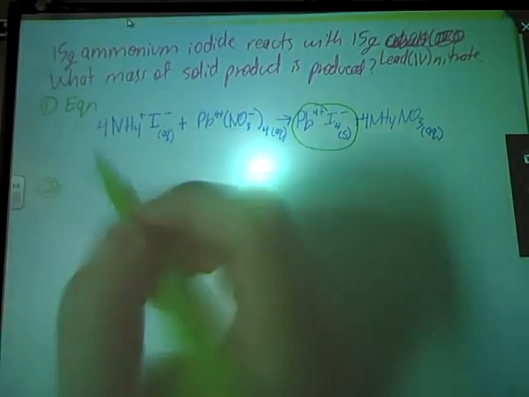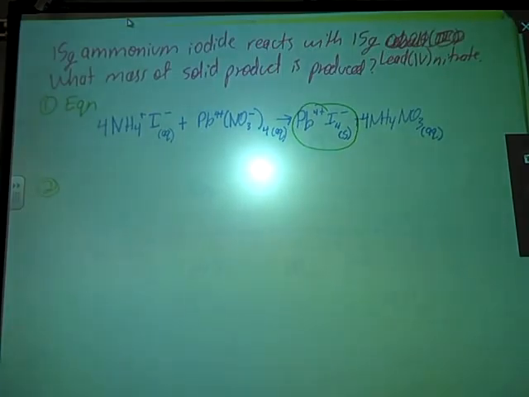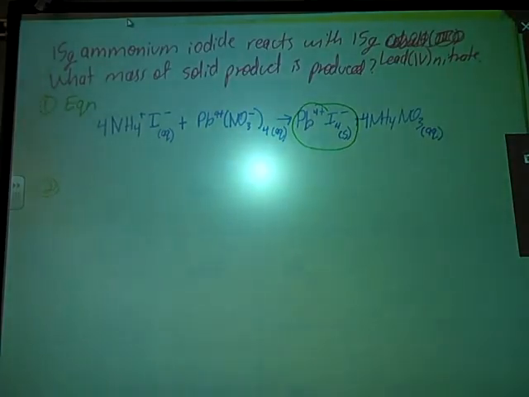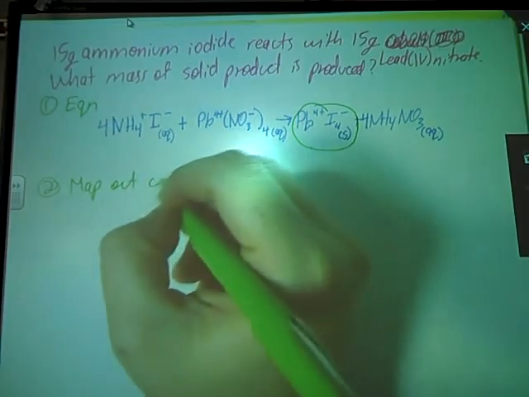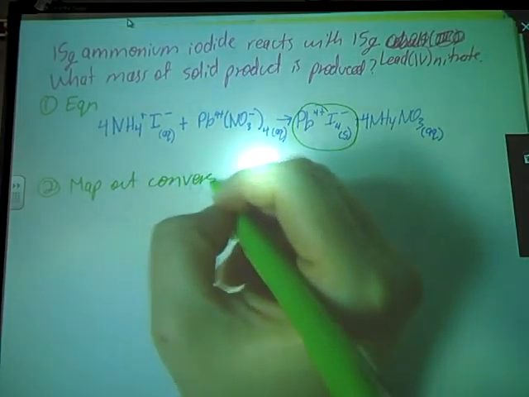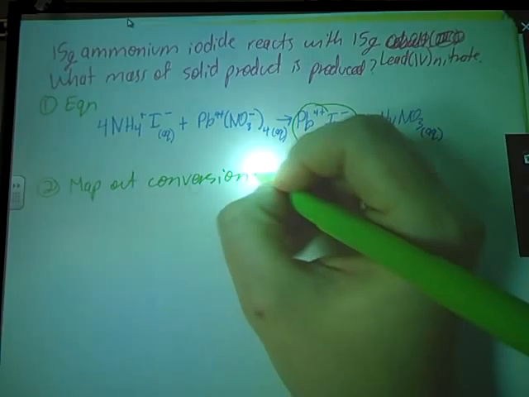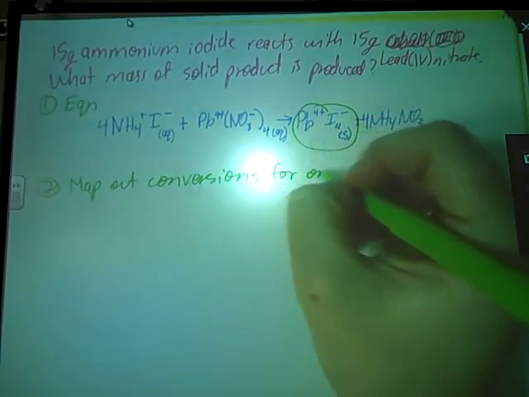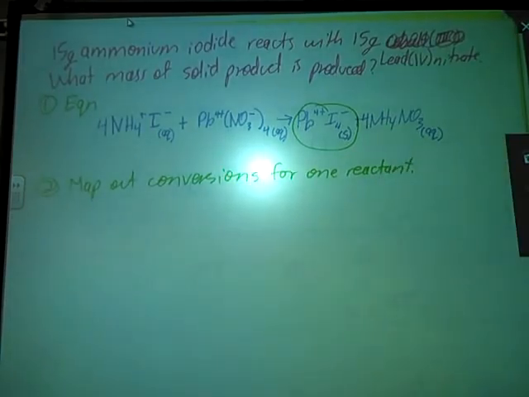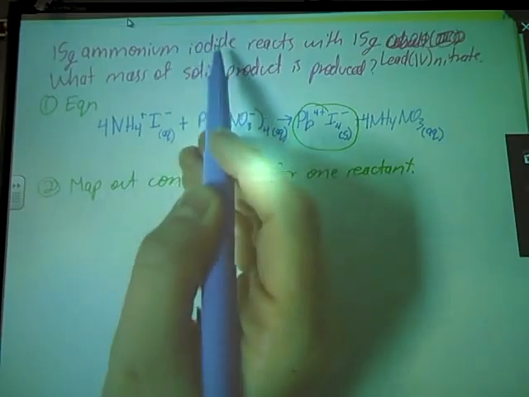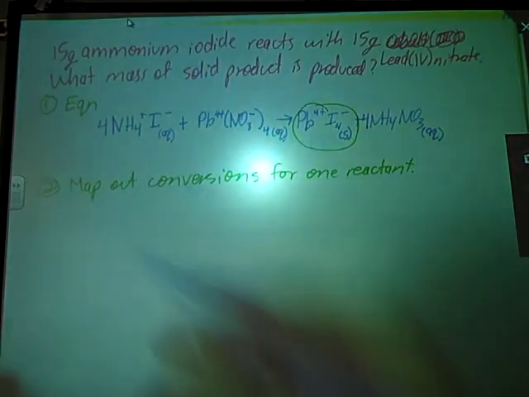Step number 2 was to map out your conversions. Now we're going to have to do this for both of my reactants because I don't know which one runs out first. So we'll do this one at a time. Map out conversions for one reactant. So the beginning, always a good place to start. Let's start with that 15 grams of ammonium iodide.